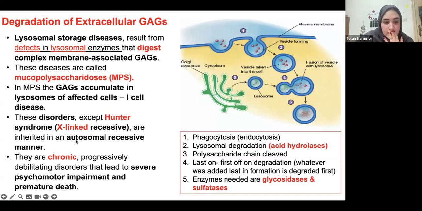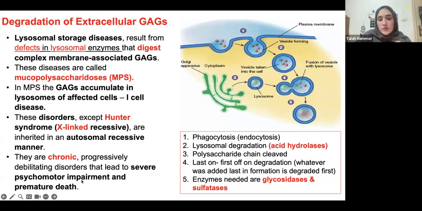Moving on. These disorders, Hurler, Hunter, I-cell disease, they're usually characterized by severe psychomotor impairment and premature death. So whoever has these diseases is probably going to die early on. Most of them are not even going to reach their 20s. Some of them can reach their 40s or 60s, but that's in very mild cases when they have mild forms of the disease. But most of them really die early on. Okay?